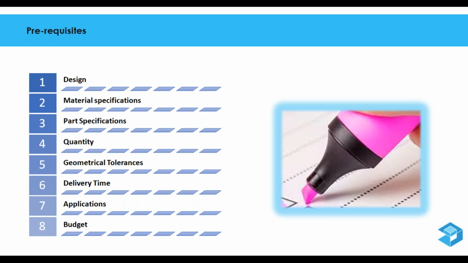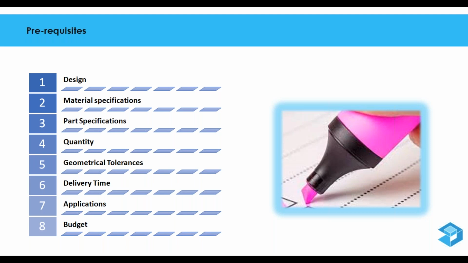So there are certain prerequisites of defining an AM requirement itself. First is the design. You should know what exactly you want to get made out of additive manufacturing. You should have a 3D generated model in a computer-aided design format, and you should know what tolerances and geometric variation are acceptable for your application. Then you should be able to identify the correct materials and the specification of the material according to your application. And then you should know the quantities required and the delivery time. The most important thing is the application of the component itself. That's how you define and keep everything in one single requirement format.